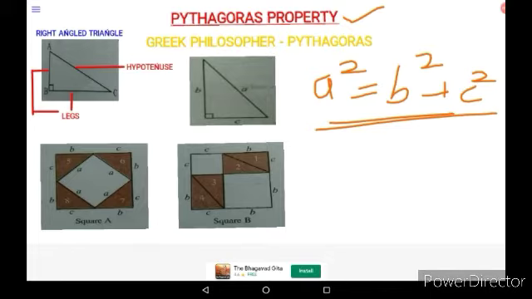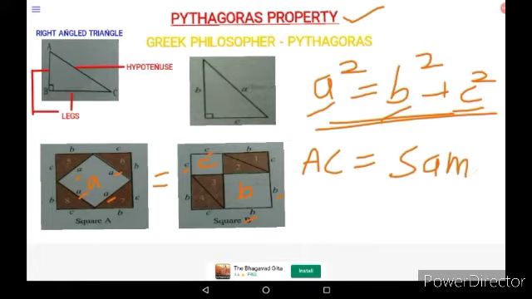So this is our A square. This is our B square and this is our C square. So now we have found what is A square, what is B square, and what is C square. Now what we have to conclude is that A square is equal to C square plus B square. Now we know that the area covered in both the squares is the same because we have placed 4 triangles in square A and 4 in square B. So the area covered is the same.